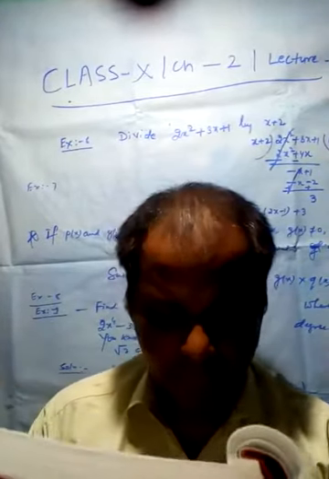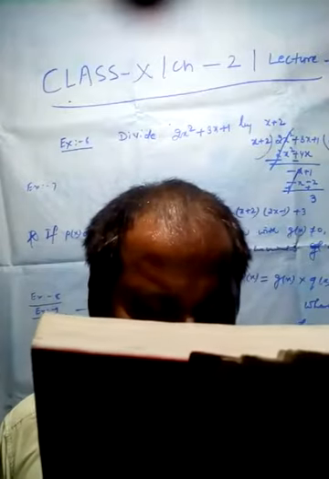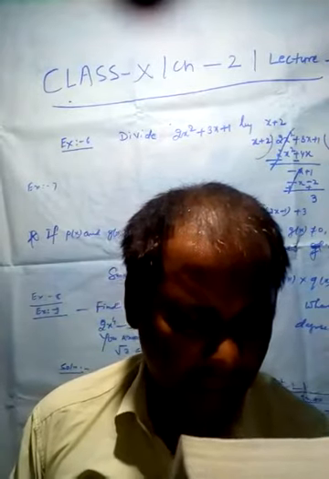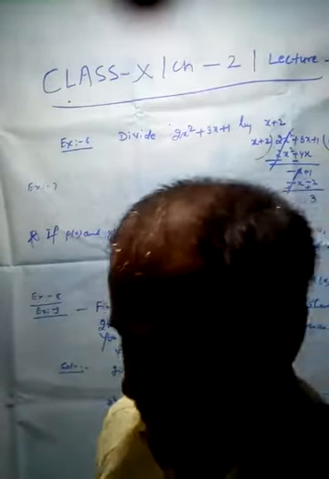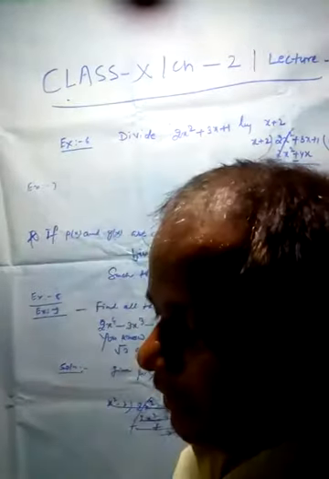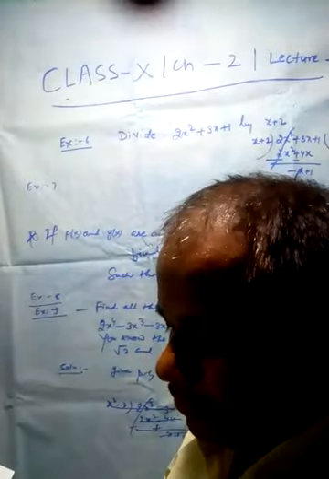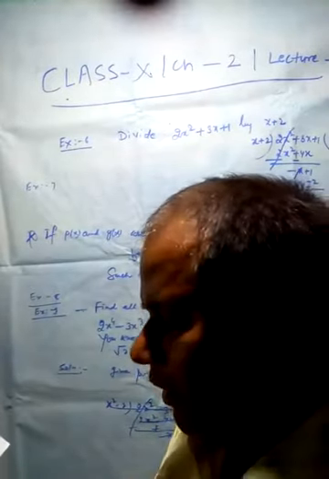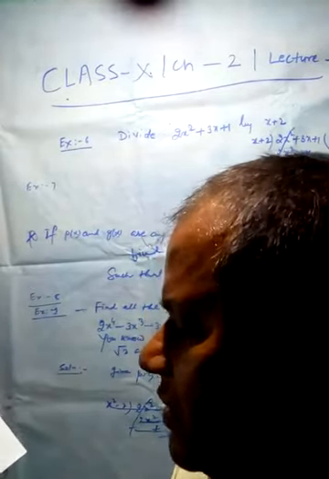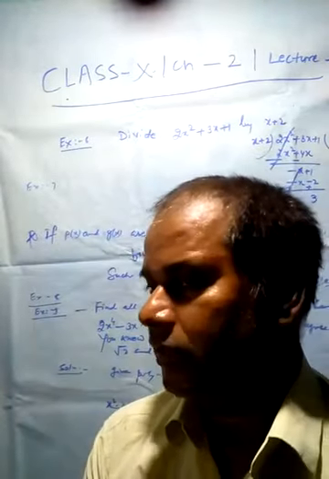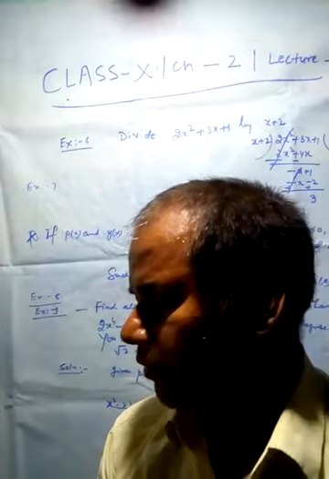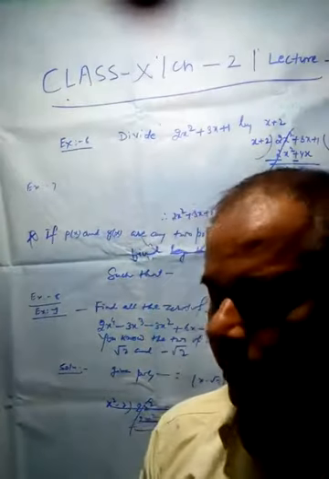Example number 6. Divide 2x² + 3x + 1 by x + 2. Note that we stop the division process when either the remainder is 0 or its degree is less than the degree of the divisor. So here the quotient is 2x − 1 and the remainder is 3.